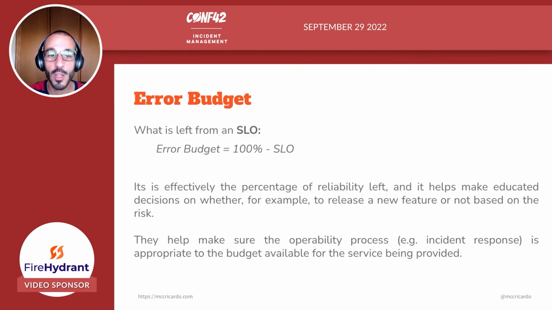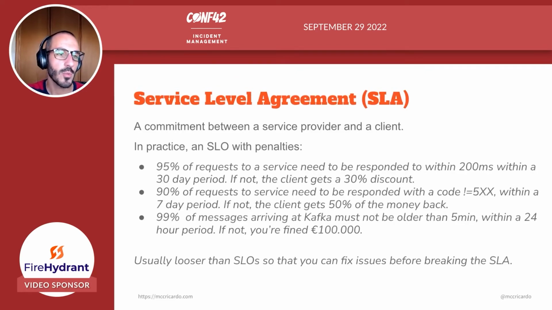They help make sure the operability process, for example, incident response, is appropriate to the budget available for the service being provided. What this means is that with the amount of error budget that we have left, we can inform our incident response. And last but not least, we have service level agreements that are well known to us, but essentially an SLA is nothing more than an SLO that has some kind of penalty attached.